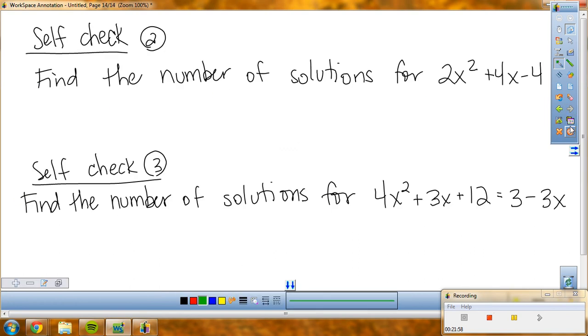So here we have two self-check problems, self-check 2 and self-check 3. You should have already done the first one and checked your work. For self-check 2 and self-check 3, you're going to do it in your notes, and we will check it tomorrow in the Do Now. So make sure that you have all of your work completed. If these are not completed, you will be receiving a LaSalle.